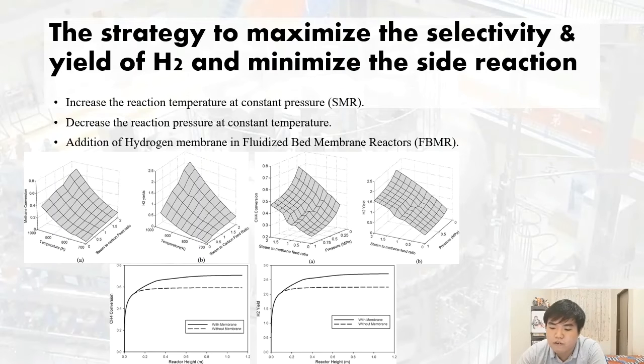As we can observe, the number of moles of gas at the product side is higher than the reactant side in all the reactions, which in other words means decreasing the pressure helps to shift the reaction equilibrium to the product side. Lastly, we can install a hydrogen membrane in the reactor bed. An experiment was carried out between two reactors, with and without a hydrogen membrane, while the temperature and pressure were set constant. It showed that the yield of hydrogen gas is higher when a hydrogen membrane was installed.